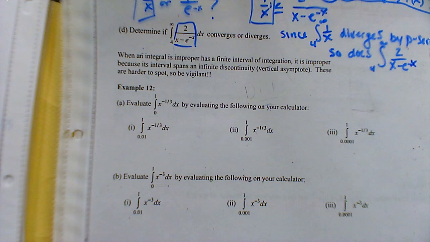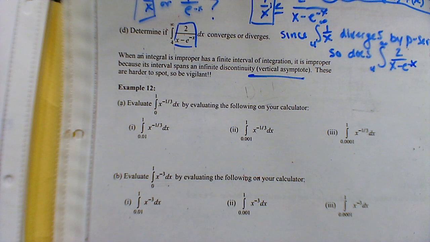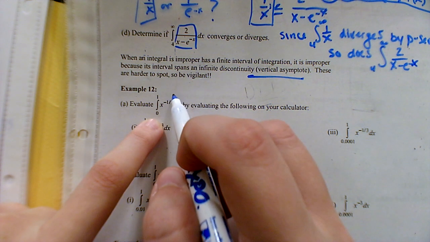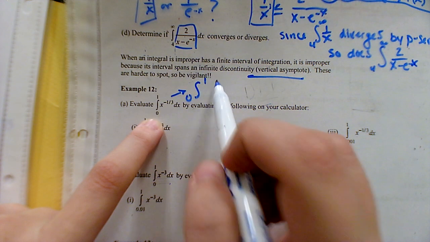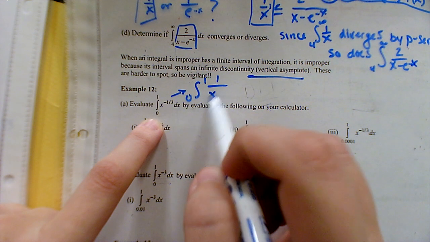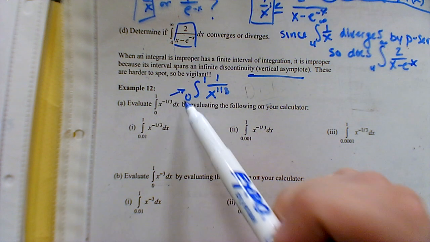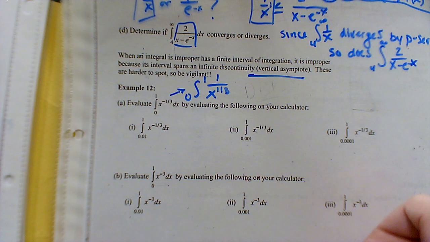But now we're going to take a look at that third possibility, where you have some type of vertical asymptote or discontinuity to take into account. So if you take a look at our first integral here, we're going from 0 to 1. But if you were to rewrite this, instead of having a negative power, we would have 1 over x to the 1/3. And notice how plugging in 0 would cause that vertical asymptote. We have a number over 0.